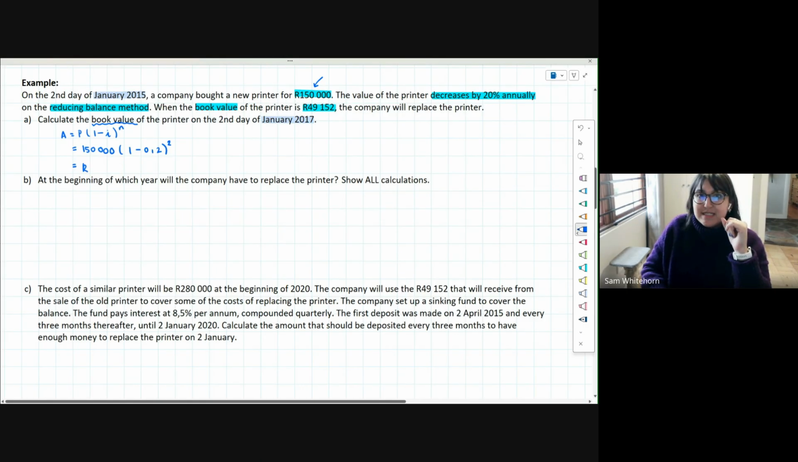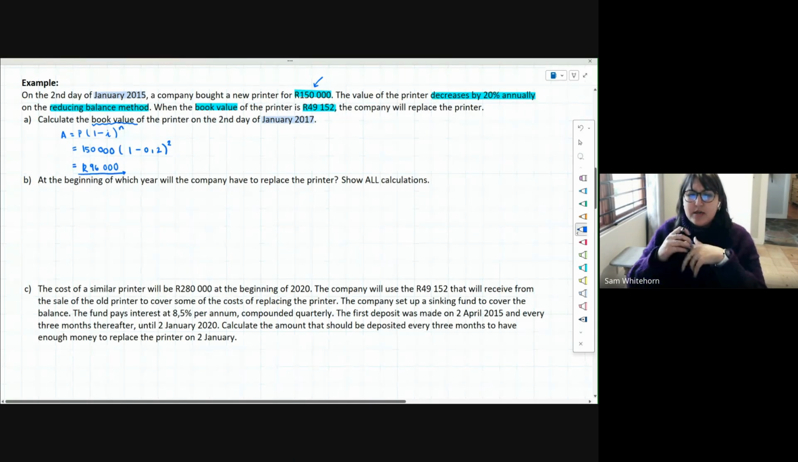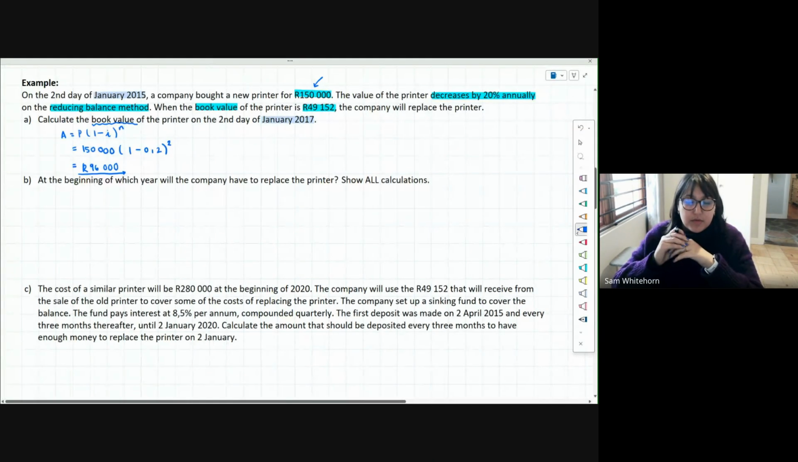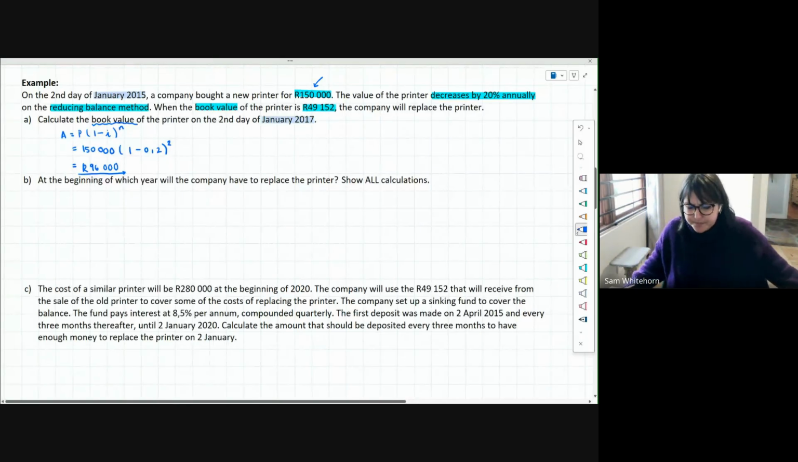And that takes me to 96,000 Rand. So over that 2-year period, our printer has decreased in value by 54,000 Rand. It's almost two-thirds of the price it started out at. So depreciation, very easy. It's a very easy calculation. But just remember it's the minus reducing balance, the one with the to the power n. If it's straight line, then it is the simple interest formula. So 1 minus i times n.